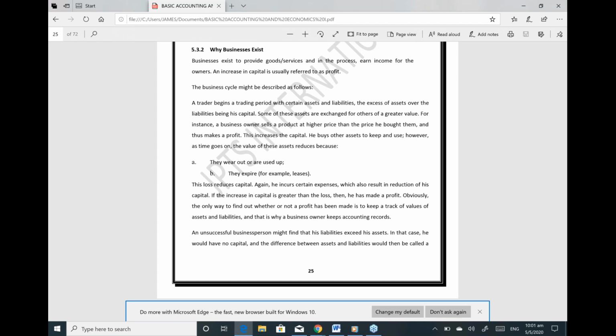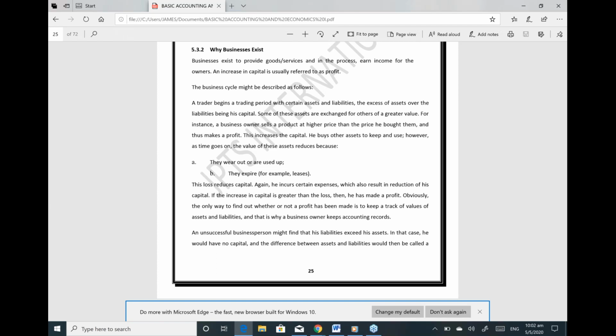Number two, they expire. For example, leases expire. This loss reduces capital. Again, he incurs certain expenses, which result in the reduction of his capital. If the increase in capital is greater than the loss, then he has made profit. That means you add the increase to the capital, which makes your capital greater.